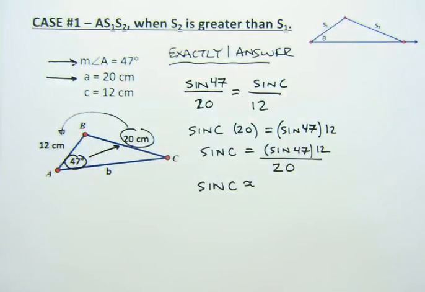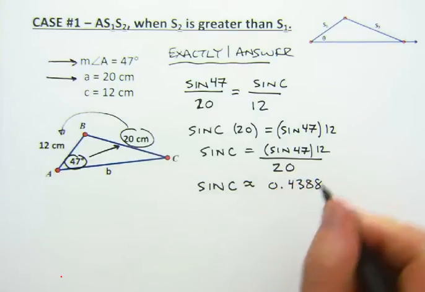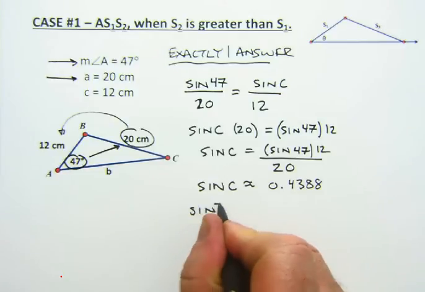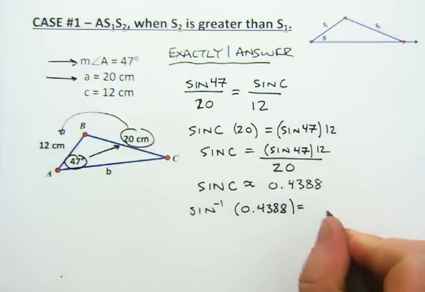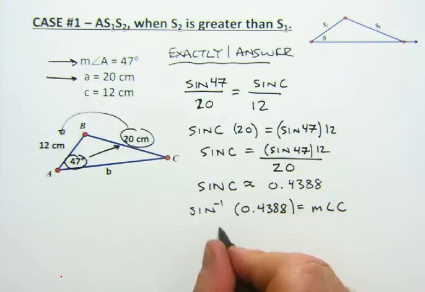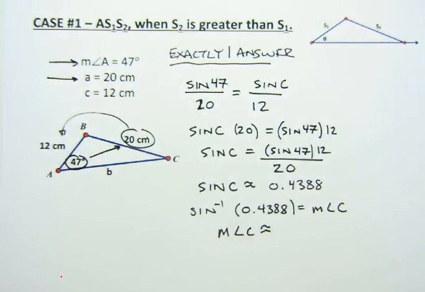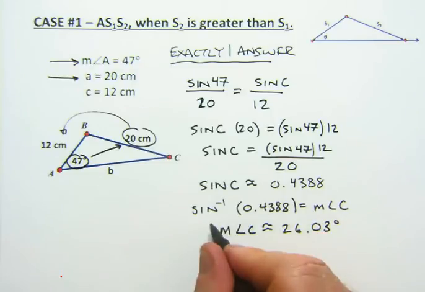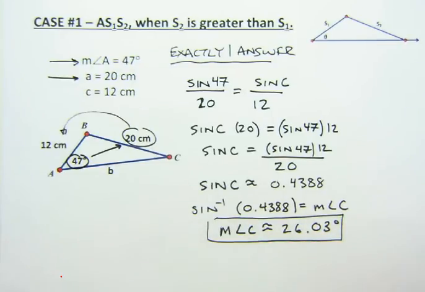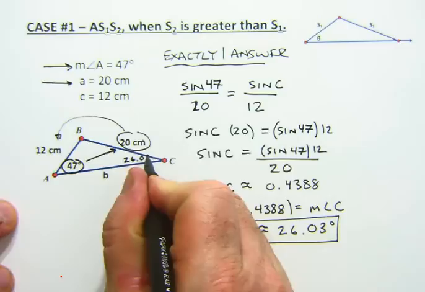Let me calculate that. Approximately 0.4388. So if we do the inverse of that, so if we have the ratio and want the angle, we then can calculate this, and angle C approximates at about 26.03 degrees. So I've obtained now angle C. So this is at 26.03.